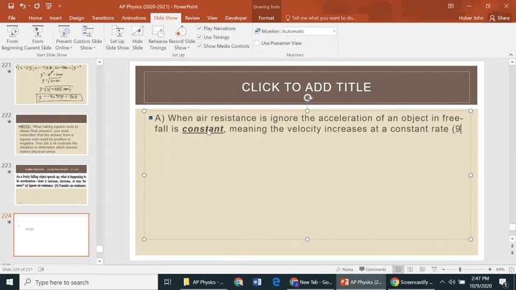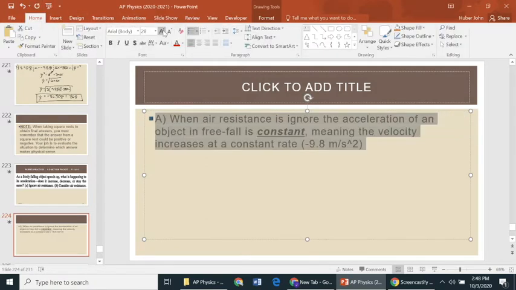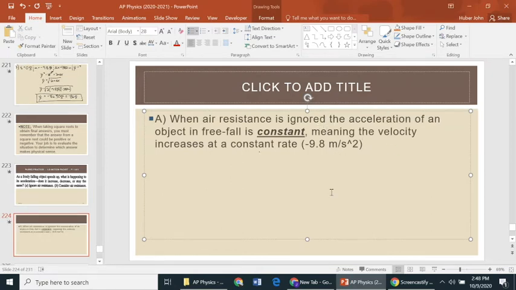We know what that rate is. It's 9.81 meters per second squared. And I'll put the negative sign in there too, because we probably should. I did say velocity. And so that's part A. When air resistance is ignored, the acceleration of an object in free fall is constant, meaning the velocity increases at a constant rate.